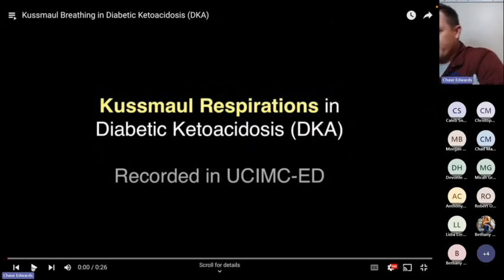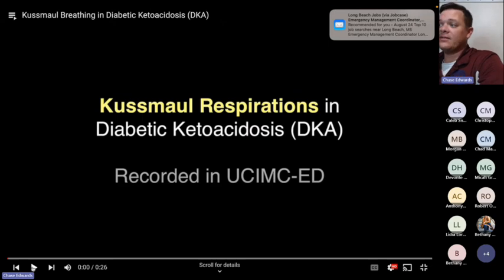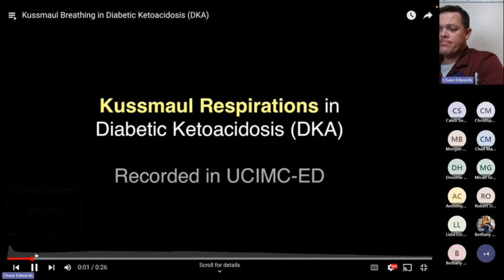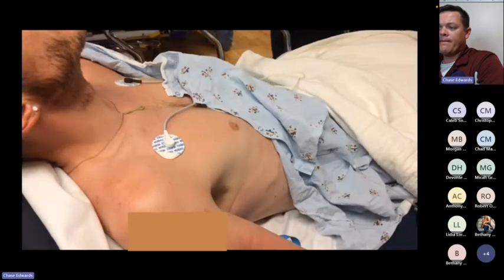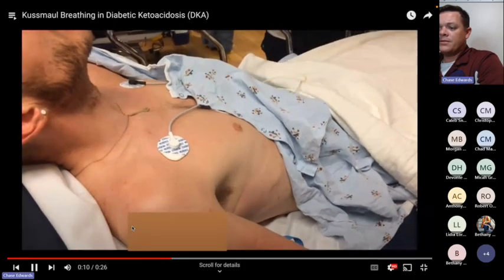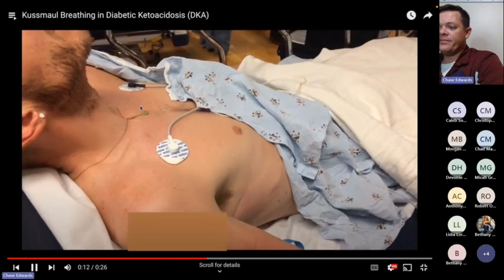All right. So Kussmaul respirations is a little bit what they sound like. It just sounds like heavy breathing, looks like heavy breathing. But these patients are going to be altered. All right. See the heavy breathing?